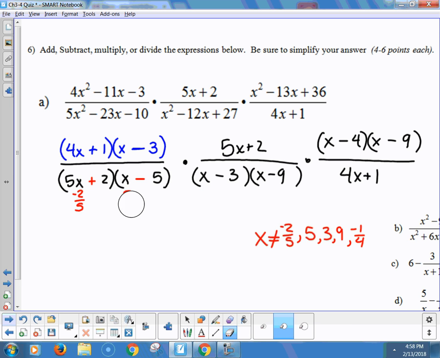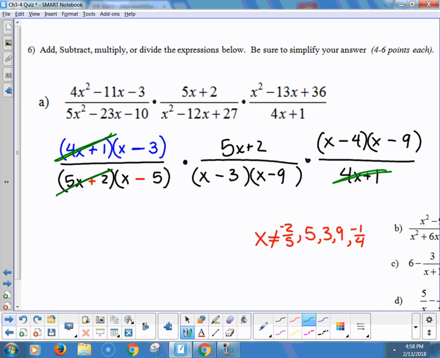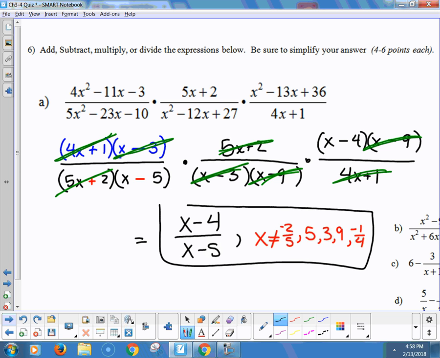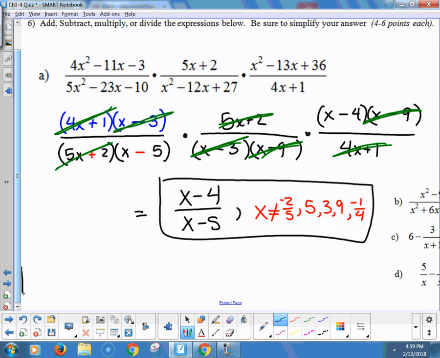Let's go cancel things. So let's see. This one cancels with this one. This one cancels with this one. This thing cancels with that thing. We got a 9 there and a 9 there, and that's all she wrote. So our answer is this thing equals x minus 4 over x minus 5, provided x isn't any of these things, because those wouldn't make any sense.